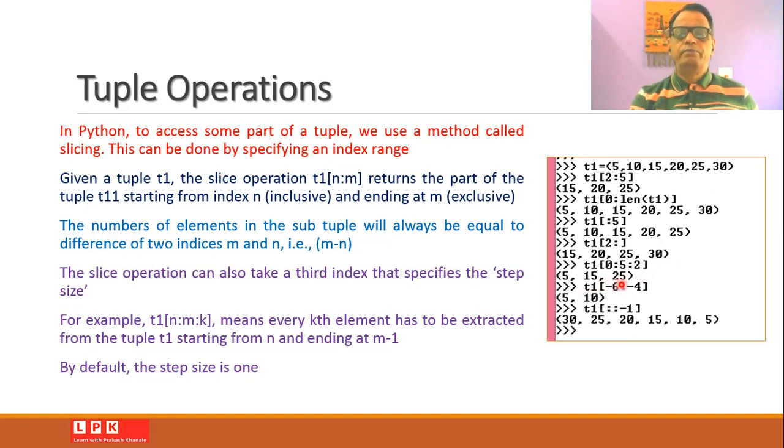If I write T1 minus 6 colon minus 4, then the tuple will be traversed from the right hand side, and I will get the result 5 and 10. If I write T1 colon colon minus 1, then I will get a tuple exactly in the reverse order. That is, the first element will be 30, then 25, 20, 15, 10, and 5.